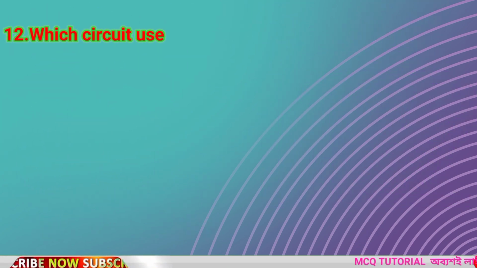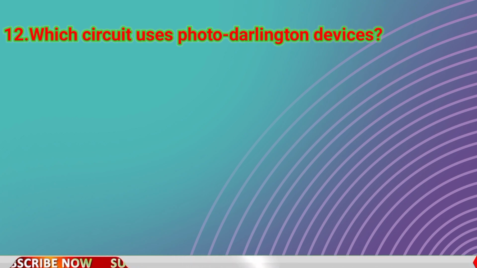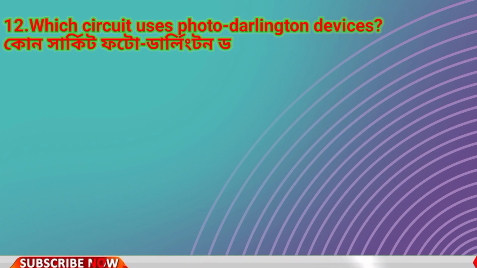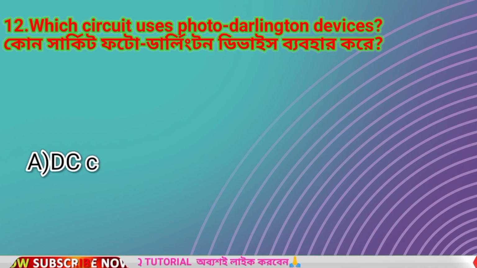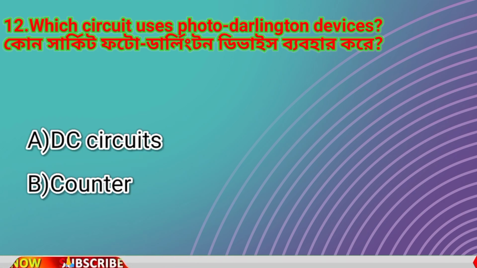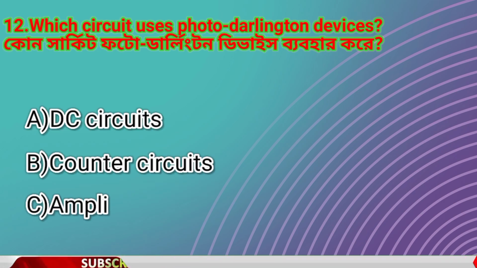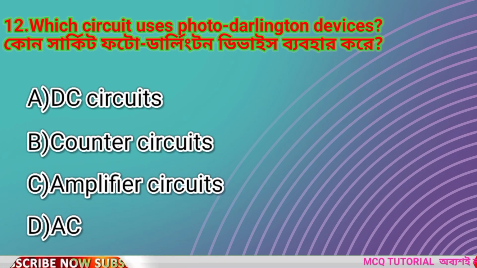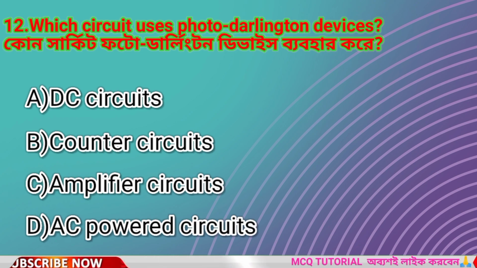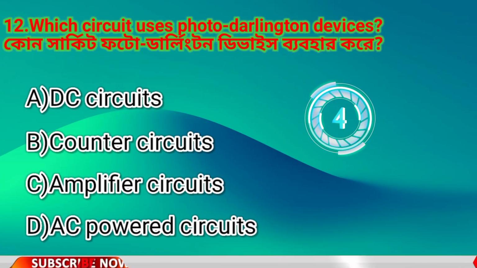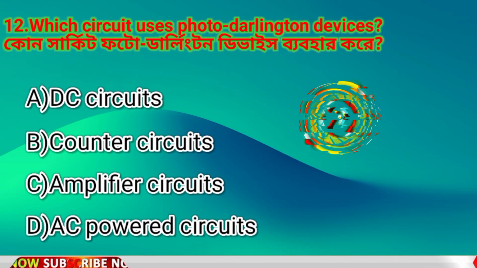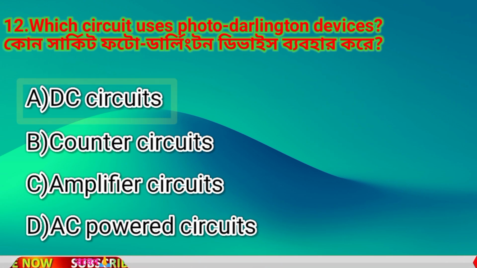Which circuit used for a Darlington device? Option A DC circuit. Option B counter circuit. Option C amplifier circuit. Option D AC power circuit. উত্তর হবে অপশন A DC circuit.